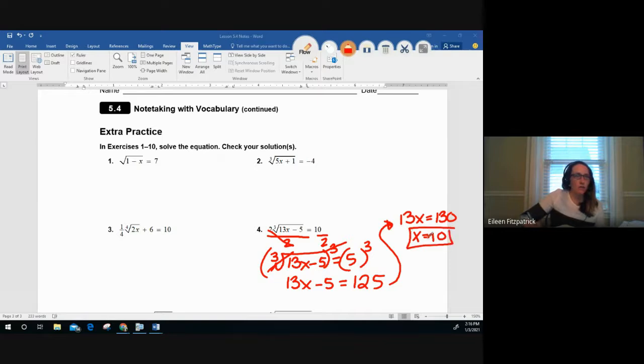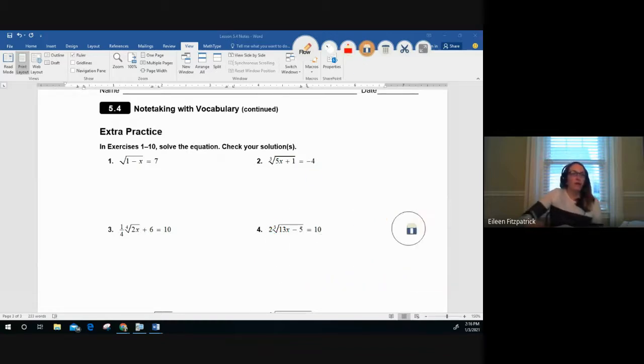All right, do a quick check, plug 10 in. 13 times 10 is 130, minus 5 is 125. The cube root of 125 is 5. 5 times 2 is 10. It does work. All right. The next one.